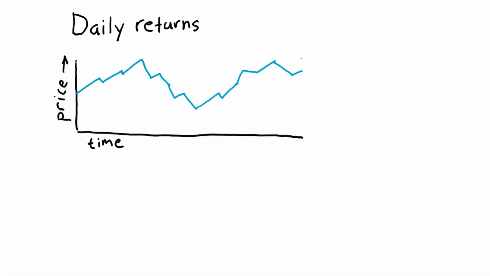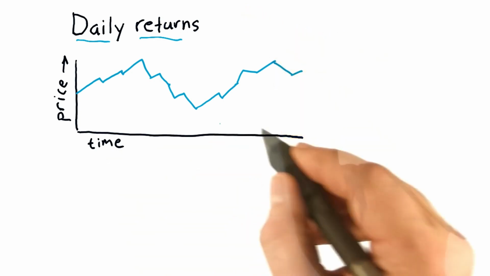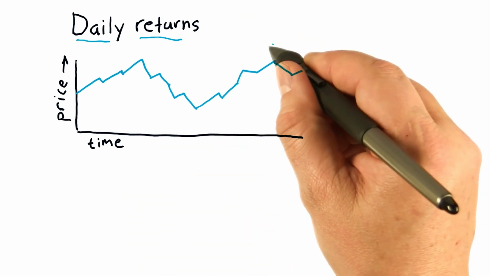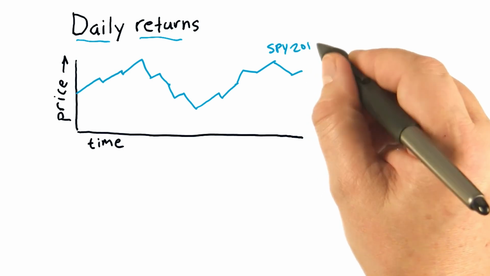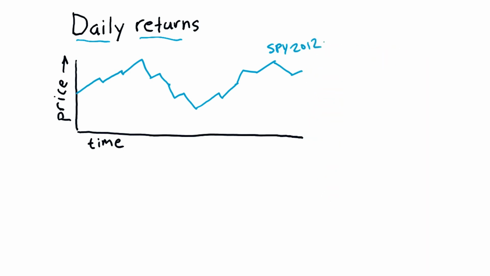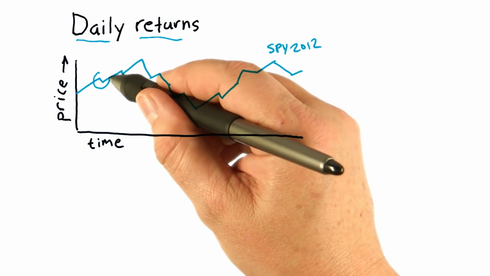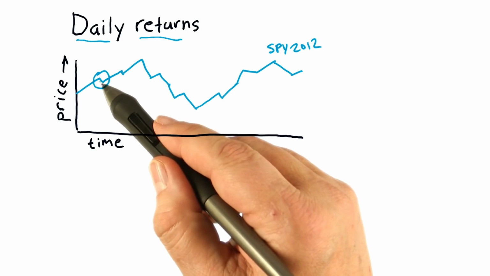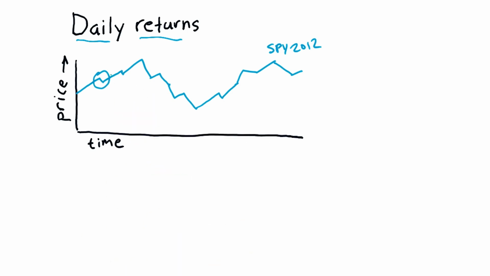Now we're going to look at something called daily returns. Daily returns are one of the most important statistics used in financial analysis. So let's consider first here this time series, S&P 500 in 2012. What daily returns are is simply how much did the price go up or down on a particular day. So for instance, on this day it went down a little, on the next day it went up a lot.